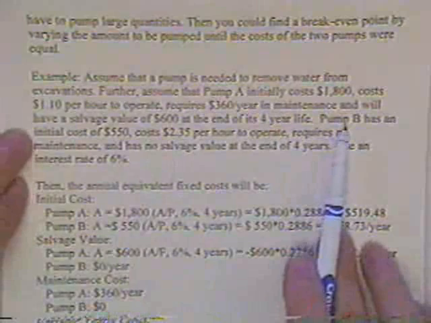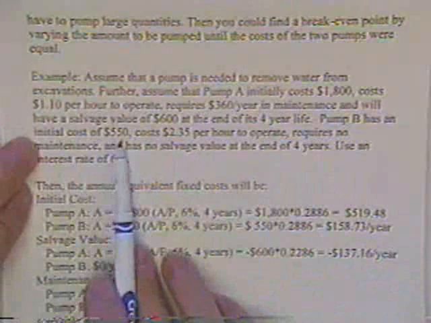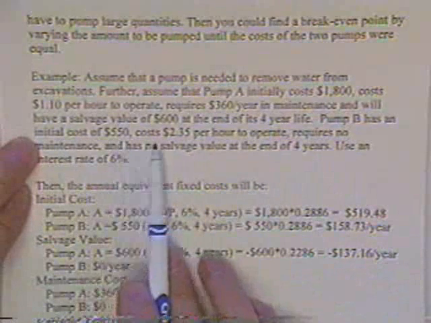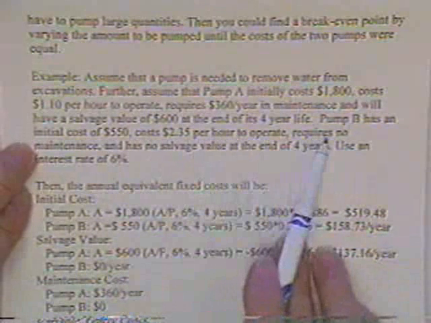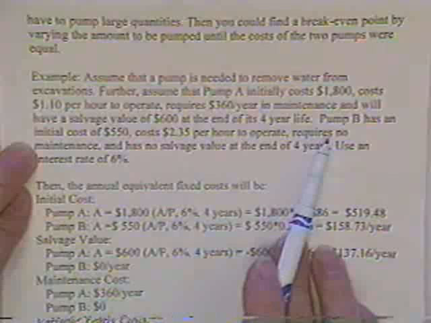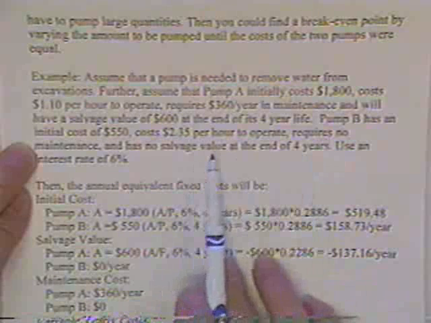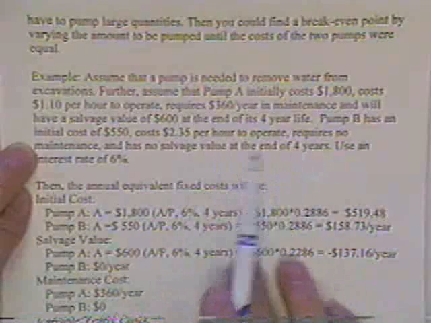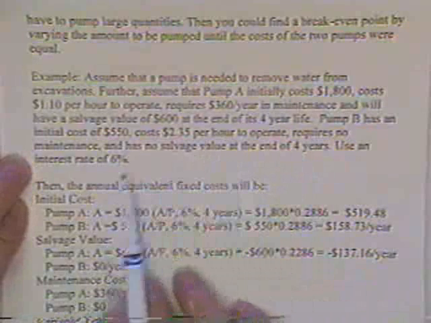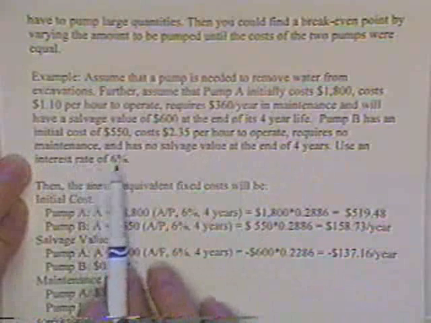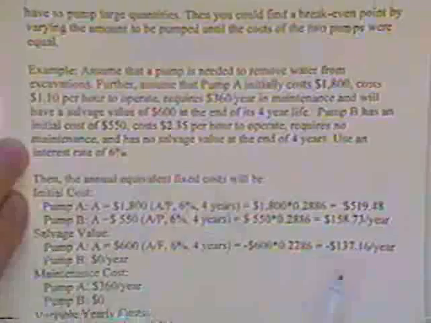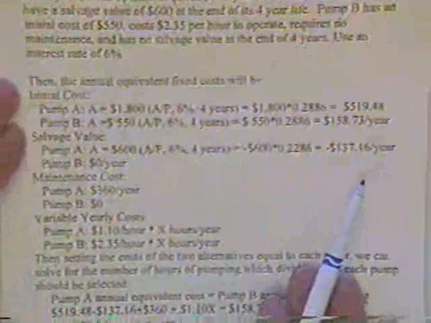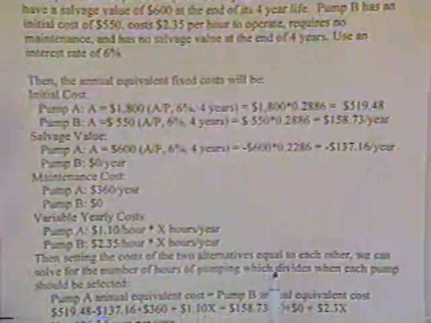Another option is to buy pump B. It'll cost you $550. Costs $2.35 an hour to operate, but it doesn't require any maintenance, and at the end of its life, it's just dead. It won't have any salvage value. Now then, the money we're paying to the bank and the money that we could make on our investments, our rate of return, is 6%. So, you have some fixed costs.